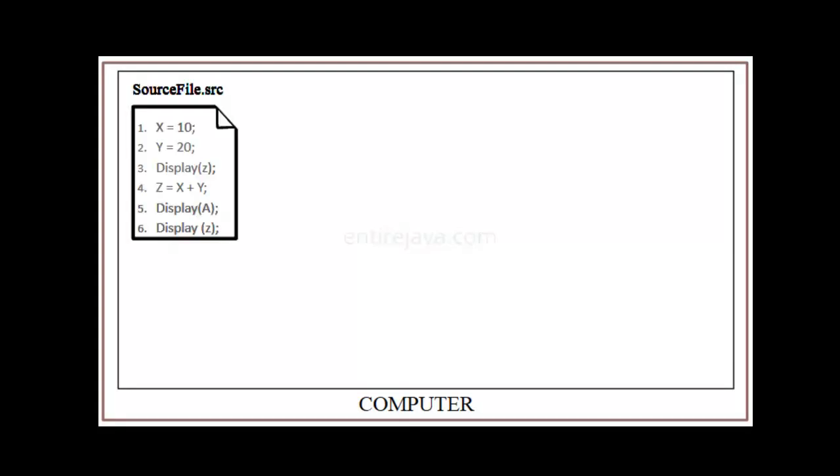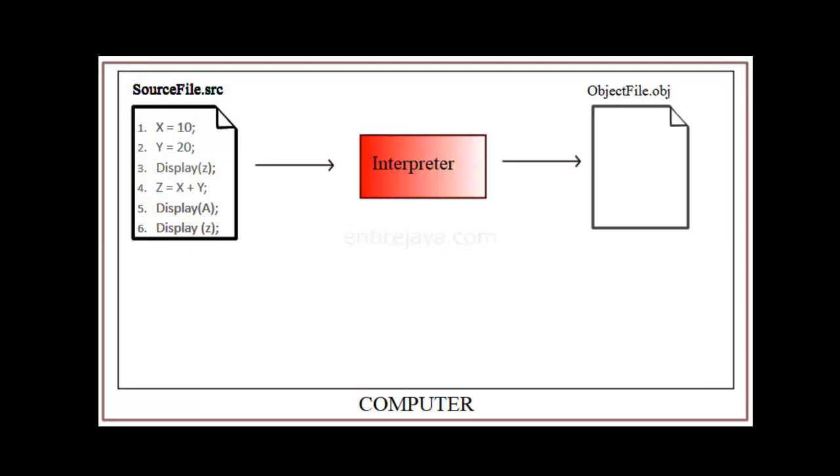Now let's see how the same thing is done in the case of an interpreter. Let us take the same code. Unlike a compiler, where the program is compiled in one go and run in one go, an interpreter translates the code line by line. Let me explain what I mean.